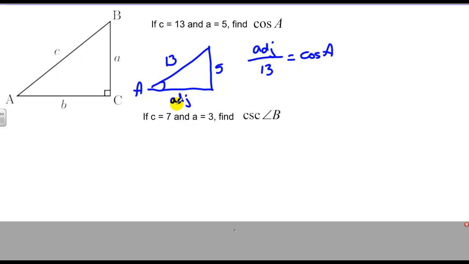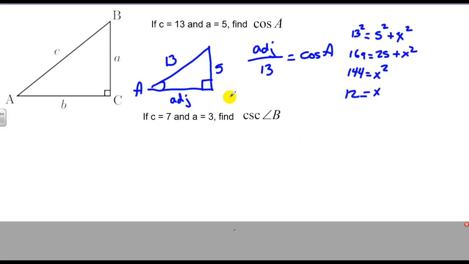Problem is, I need to find that adjacent side. And I've got a right triangle, so I can use the Pythagorean theorem. I take 13 squared equals 5 squared plus, call it x squared. This is 169 equals 25 plus x squared. 144 gives me x squared, and x is equal to 12. We've got to use a positive. We can't go plus and minus because this is an actual length. So therefore, my cosine of A is equal to 12/13.